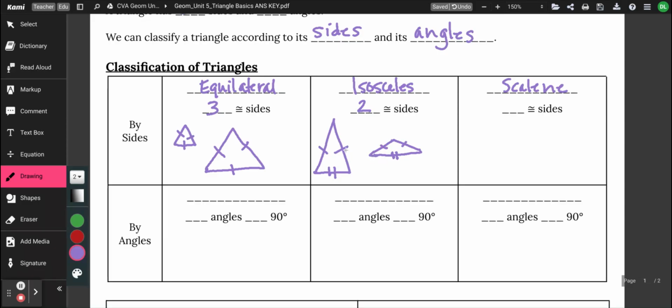Notice the sides that are congruent have one tick mark, and then the other side that isn't congruent has two tick marks. And a scalene triangle has zero congruent sides. So all three sides are a different length, meaning they each have to have their own marks. And these could look all sorts of different ways.